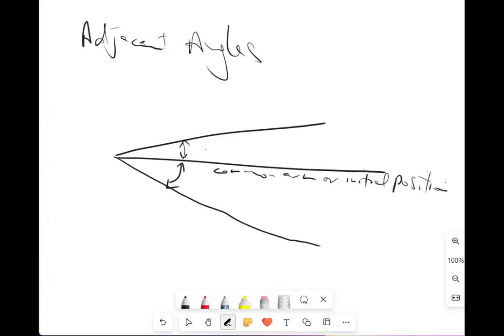If you call this one alpha and this one beta, you say these two angles are adjacent, right? They have a common vertex here, and they have a common initial position. So you say alpha and beta are adjacent, right? And the word adjacent simply means alongside one another. That's what it means.